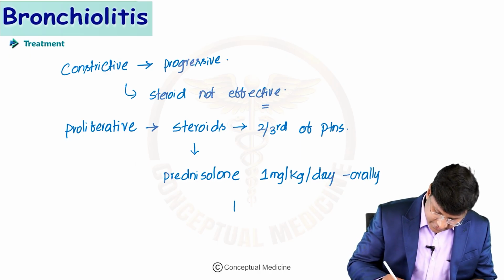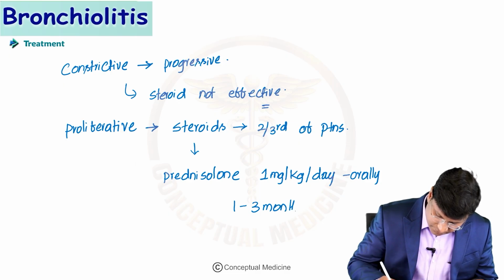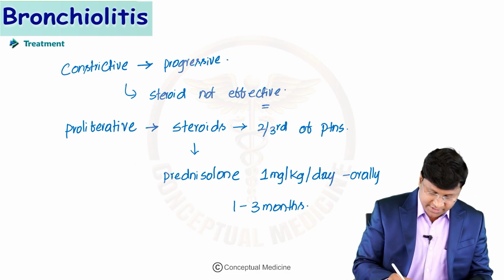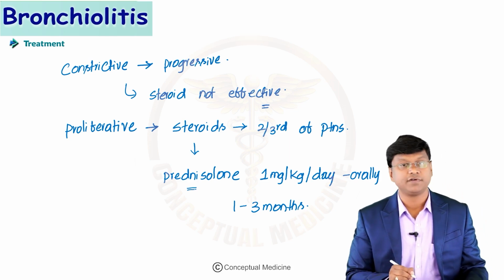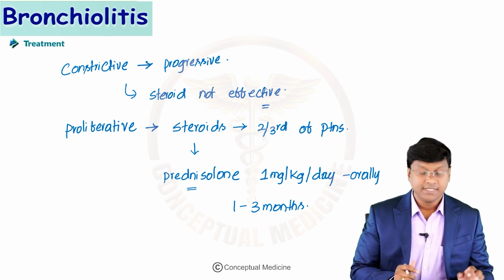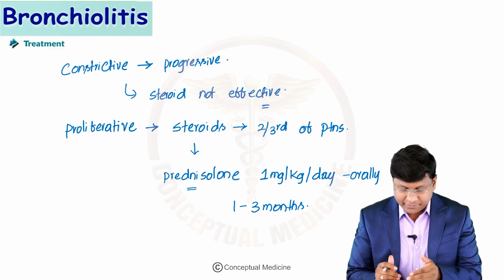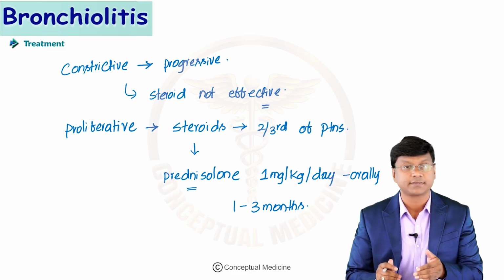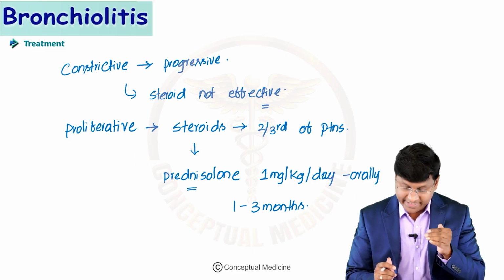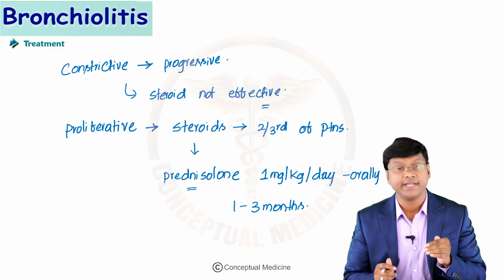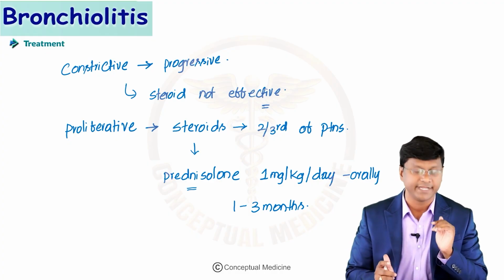This has to be given for a duration of nearly around 1 to 3 months. So this is about the dosage of the prednisolone. Initially you have to start with 1 milligram per kg per day orally. Then the dosage should be tapered slowly to 20 to 40 milligrams per day.